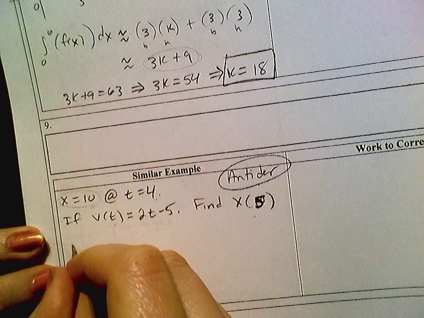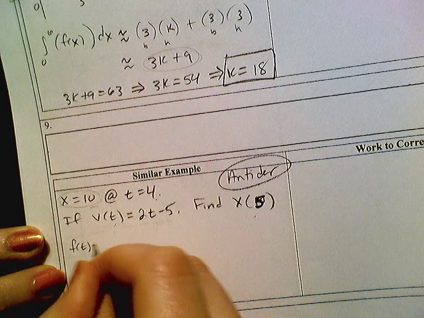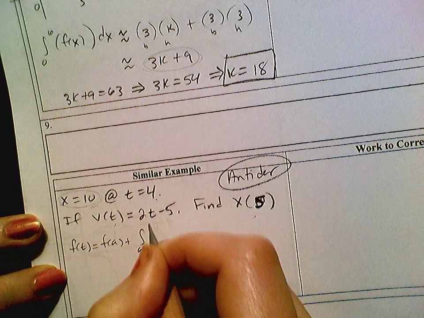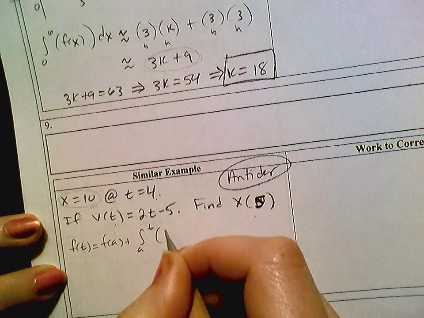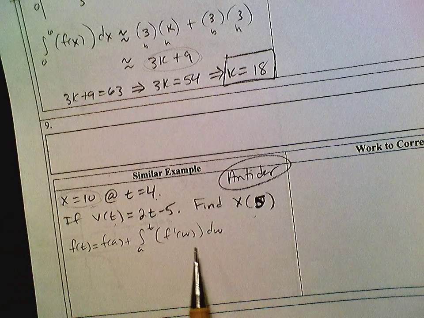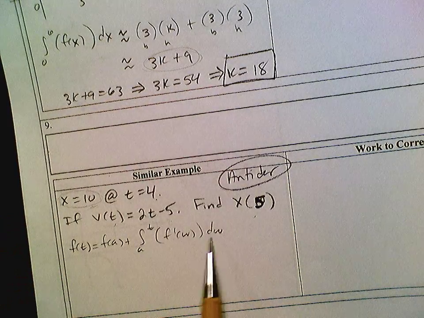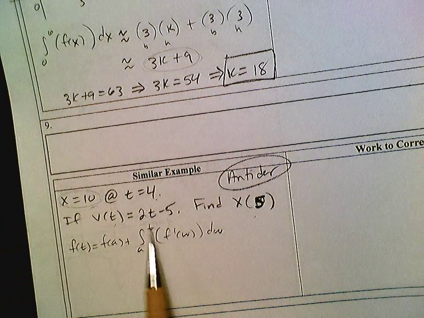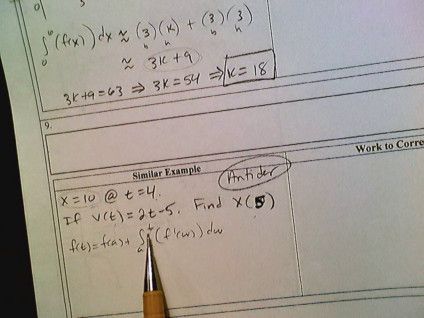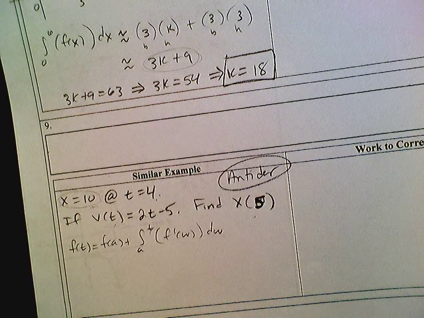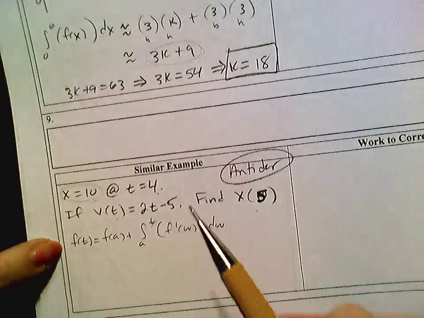It says f of t equals f of a plus the integral from a to t of f prime of w dw. This is a dummy variable, w. It's just a placeholder, and it has to be different than this variable. This is not a dummy variable. This variable stands for time. This variable is just a placeholder.